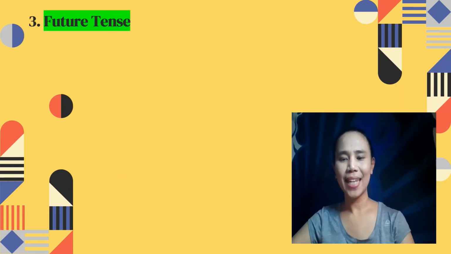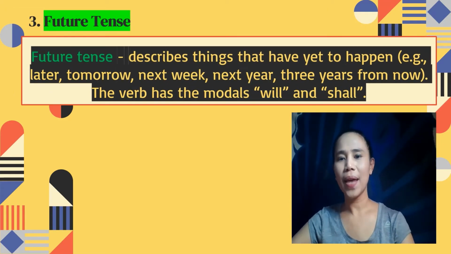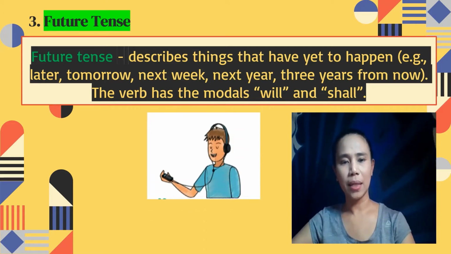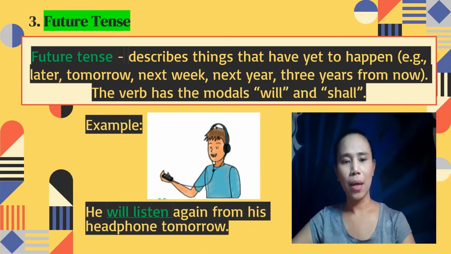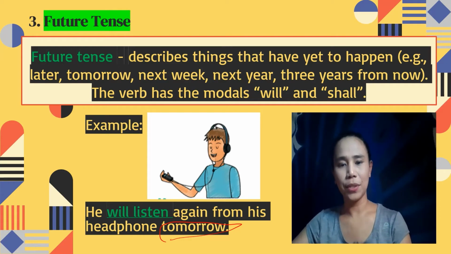Let's have the third tense, which is the future tense. Future tense describes things that have yet to happen, and it has indicators like later, tomorrow, next week, next year, 3 years from now, and so on. And also has the modals will and shall with its verb. Let's take a look at this example to understand better. So we can say he will listen again from his headphone tomorrow. So if you can notice, you have the word tomorrow as your indicator. So we know that it is in the future tense.